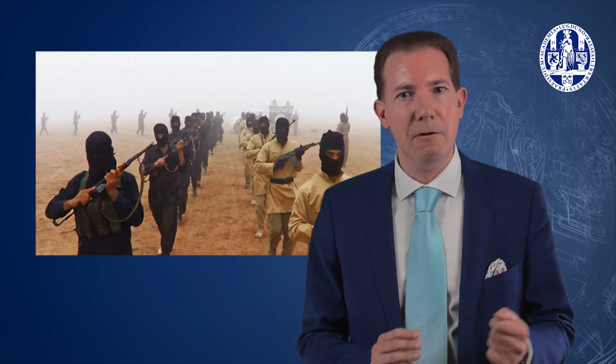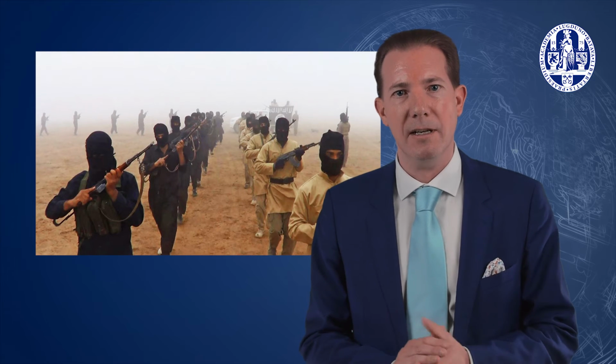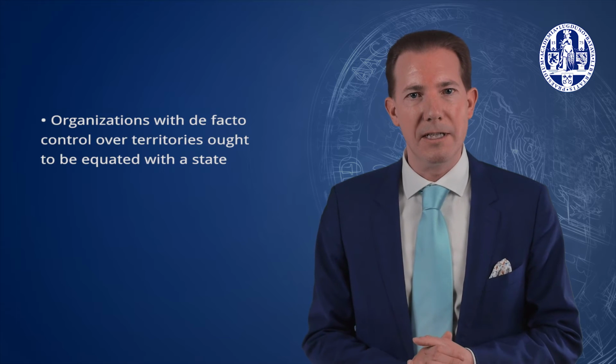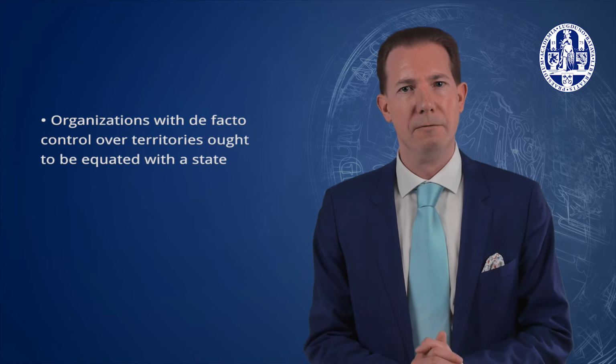But the view that crimes against humanity are exclusively tied to a state policy disregards the threats posed by powerful non-state actors. It would imply that an entity such as ISIS, which does not formally constitute a state under international law, cannot commit a crime against humanity. This result has been rejected by the jurisprudence of the ad hoc tribunals and the ICC. Today, it is widely recognized that organizations with de facto control over territories ought to be equated with the state.